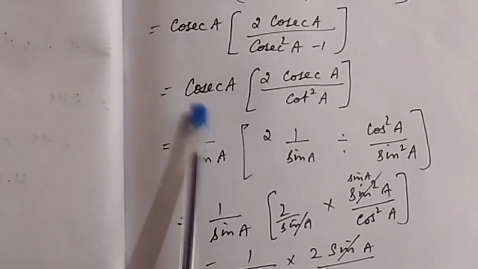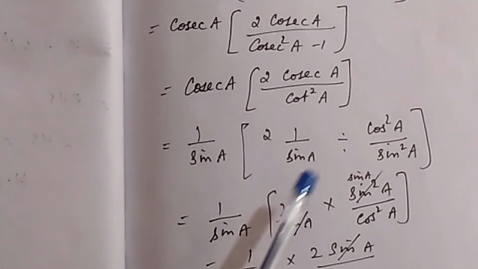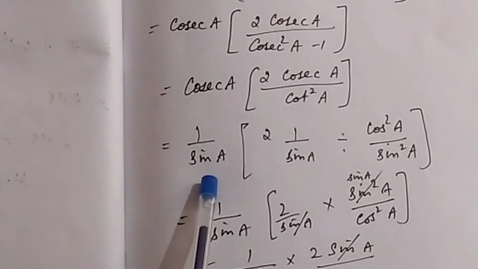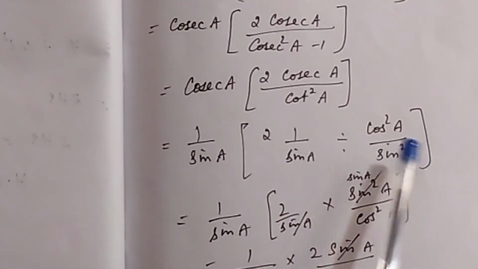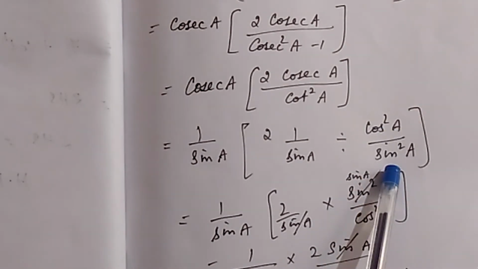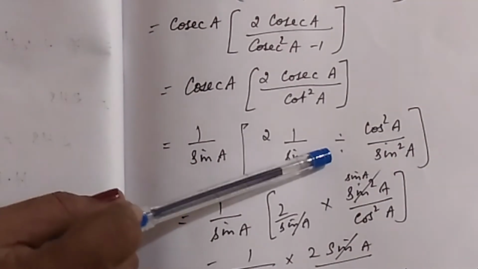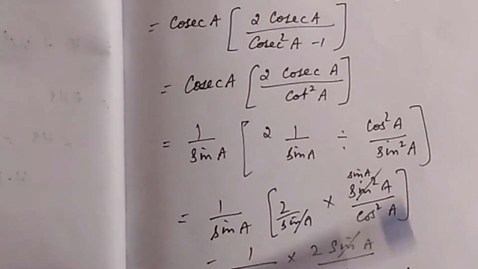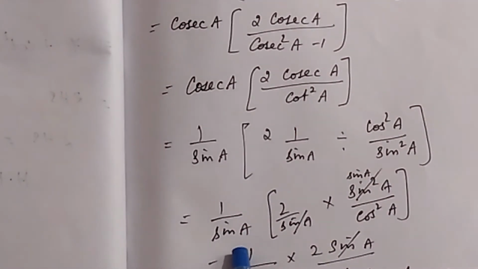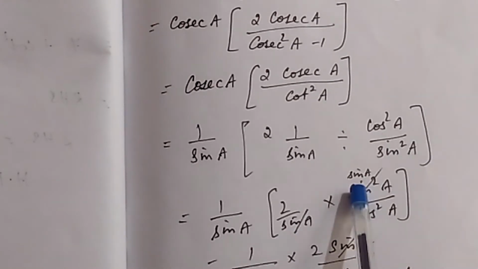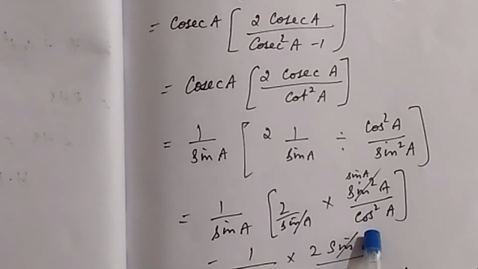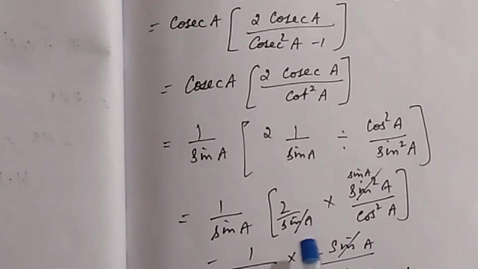Now cosecant A means 1 upon sin A. Then 1 upon sin A into 2 into 1 upon sin A upon cos squared A upon sin squared A. Now change this divide into multiply. Write in reciprocal. So 1 upon sin A into 2 upon sin A into sin squared A upon cos squared A. Now cancel.